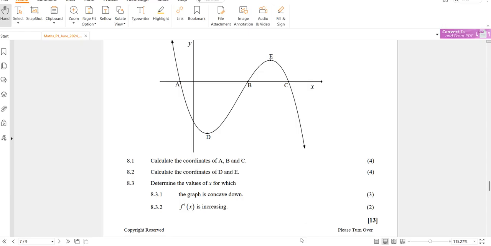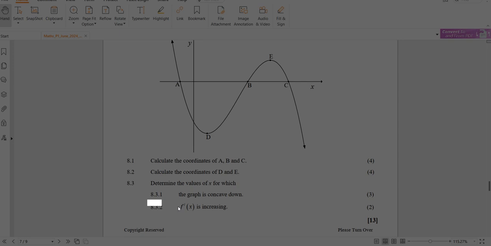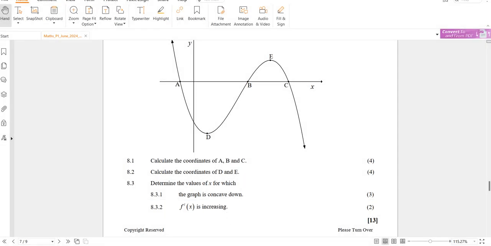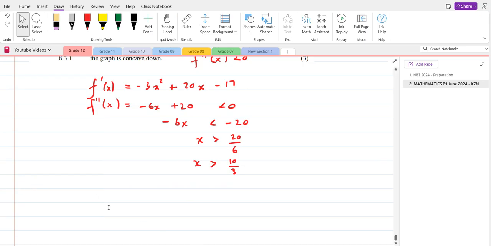Next question. When is f prime x decreasing? When is it decreasing? Not f of x. When is f prime x decreasing?